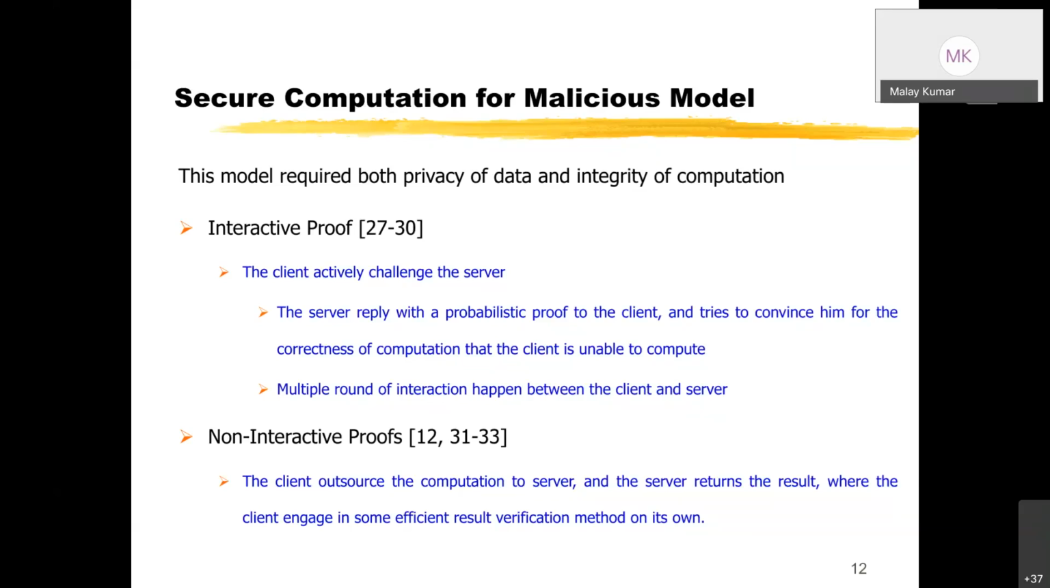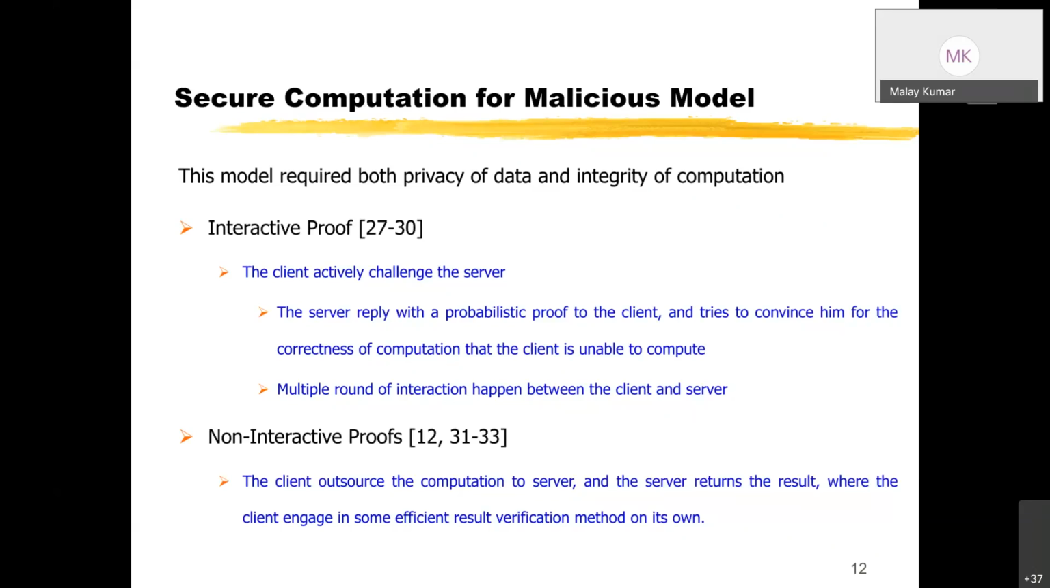So the server replies with a probabilistic proof to the client and tries to convince him of the correctness of the computation. As you know, the client is resource constrained. That is why it cannot perform the recomputation to verify the result. Further, multiple rounds of interaction happen between the client and the cloud server. And finally, once the cloud server produces enough proofs to the client, that result is accepted.